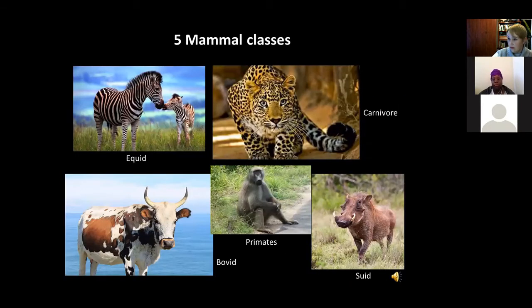Mammal classes are these: the equids, the horses; carnivores, the cats and the dogs; bovids, which include the 3 domestic bovids, sheep, goats, and cows; primates, of which we form part; and suids, which are the pigs. We will use a cow as our example in these lectures.